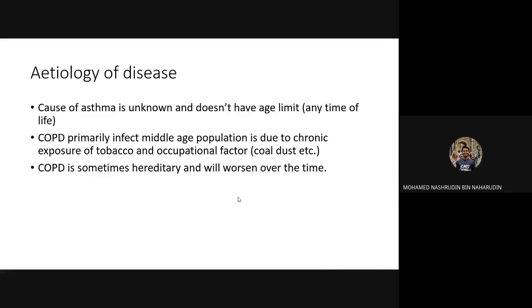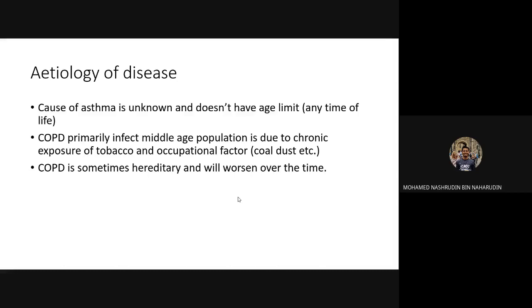So the etiology of the disease: the cause of asthma is still unknown and it doesn't have any age limit, meaning that it can come at any age level. It can infect young people, middle-aged people, and also older people. While COPD primarily infects the middle-aged population, due to chronic exposure to tobacco because of lifestyle, as mentioned.